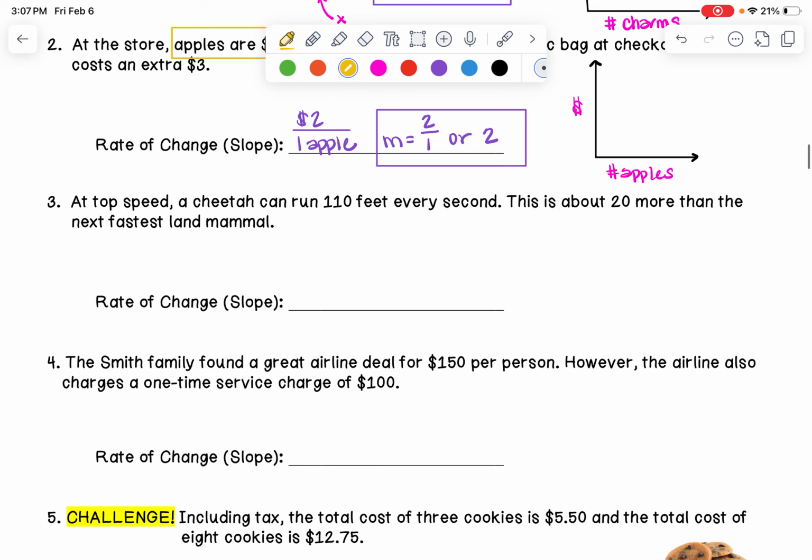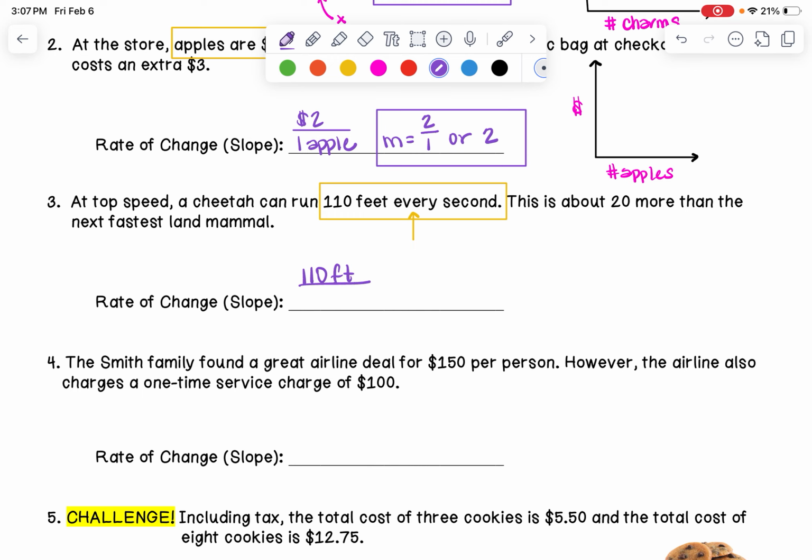All right, next up, at top speed, a cheetah can run 110 feet every second. Well, there's the word every. I like seeing that. So 110 feet every second. All right, I'm going to write that down.